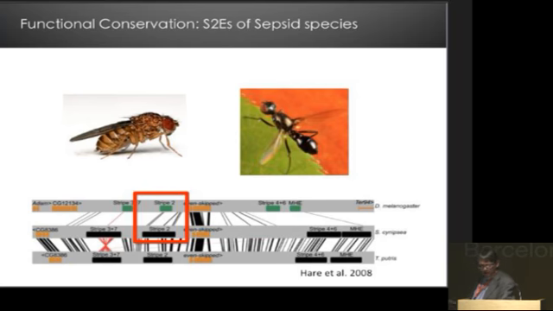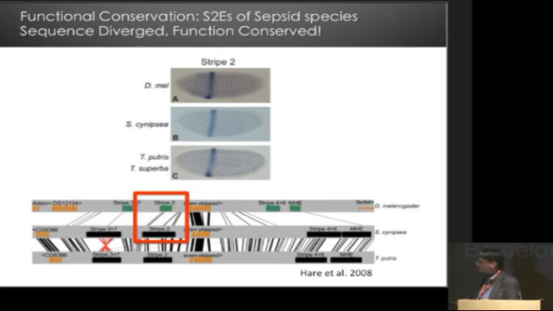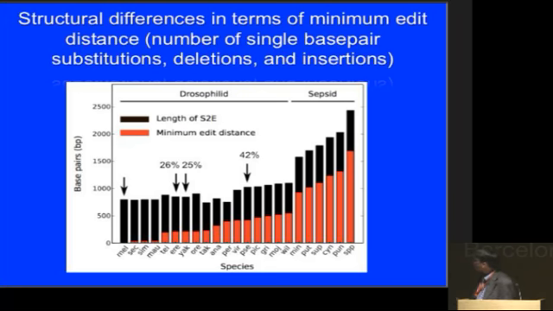And yet, amazingly enough, in a brilliant experiment by Emily Hare and Michael Eisen, if you take the synipsia stripe 2 enhancer or the one from putris and place it in melanogaster, you get a stripe 2, and it is almost in the same location as the native stripe 2 driven by the stripe 2 enhancer from melanogaster. And these are really quite diverged.